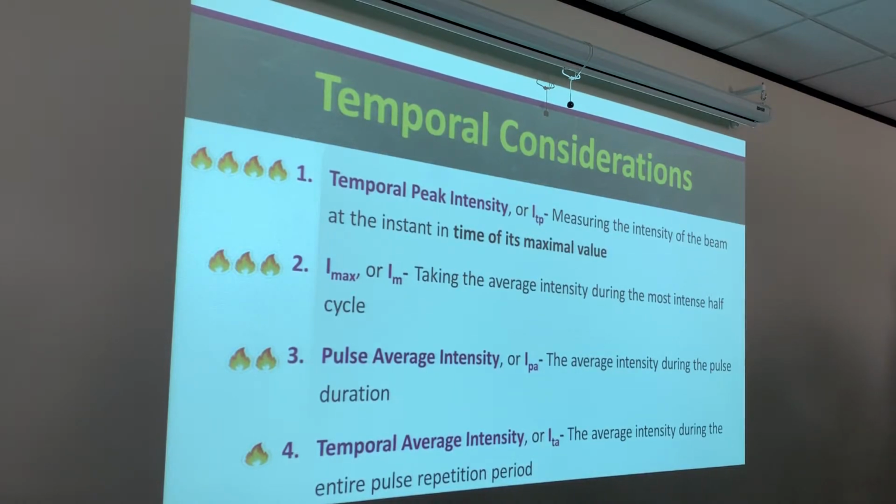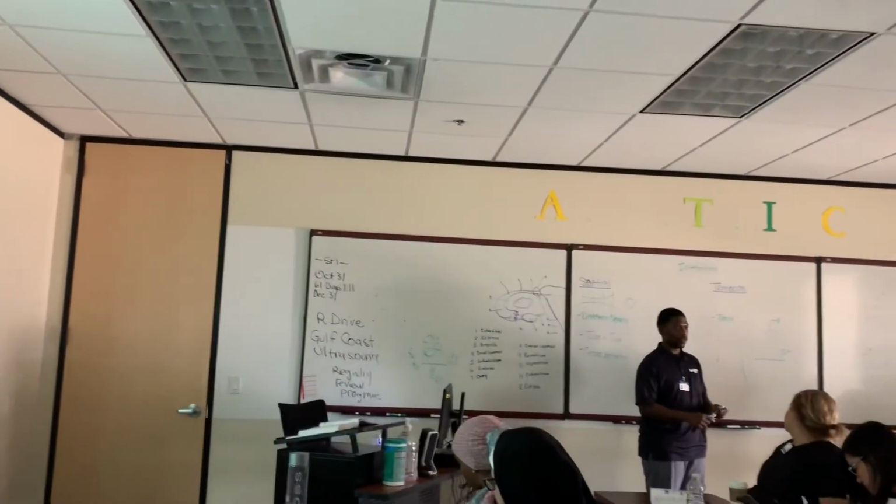So if you were looking at that drawing, could you put on there the peak intensity? Yeah, that's the temporal peak, the very highest intensity of that beam at a certain time. So not going across, just at the tip. At the very tip top, where the I max is taking this whole average right here, the average of this whole space right there, and just averaging that intensity up over time.